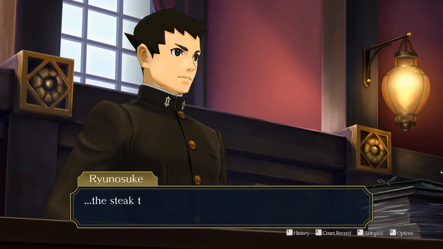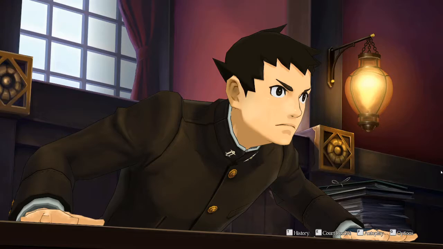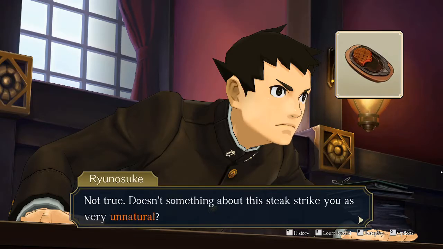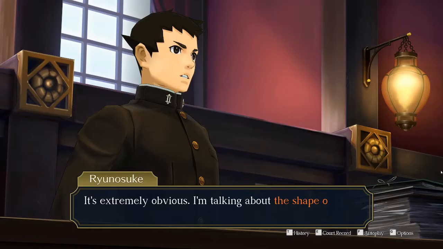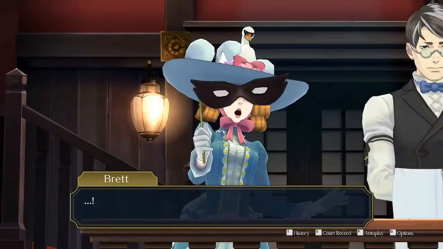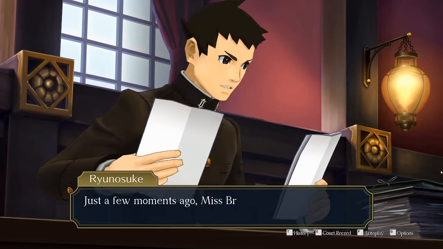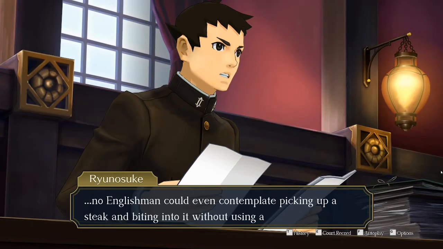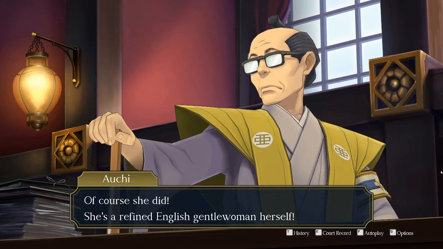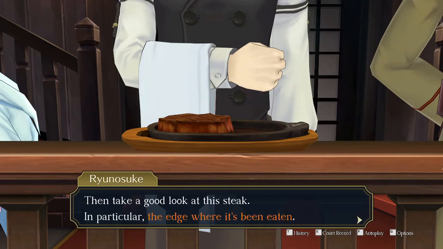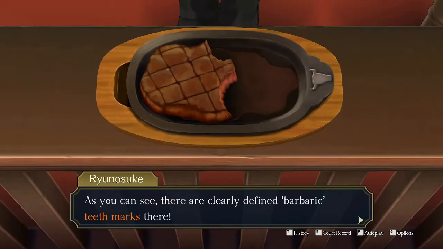Your Excellency, the steak that was on the victim's table just before the professor was killed. Now you're just splitting hairs. Not true. Doesn't something about the steak strike you as very unnatural? Unnatural? What on earth do you mean? It's extremely obvious. I'm talking about the shape of the edge where it's been eaten. Ah, okay. I see you've noticed it too, Miss Bread. Noticed what exactly, Counsel? Just a few moments ago, Miss Bread claimed no Englishman could even contemplate picking up a steak and biting into it without using a knife and fork. Of course she did. She's a refined English gentlewoman herself. And take a good look at the steak, in particular the edge where it's been eaten. True. As you can see, there are clearly barbaric teeth marks there.